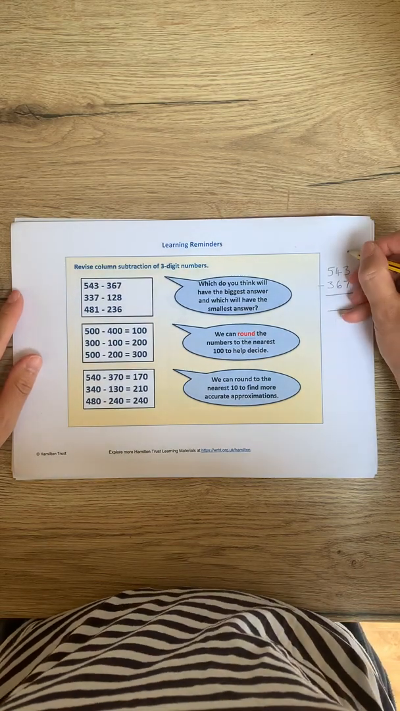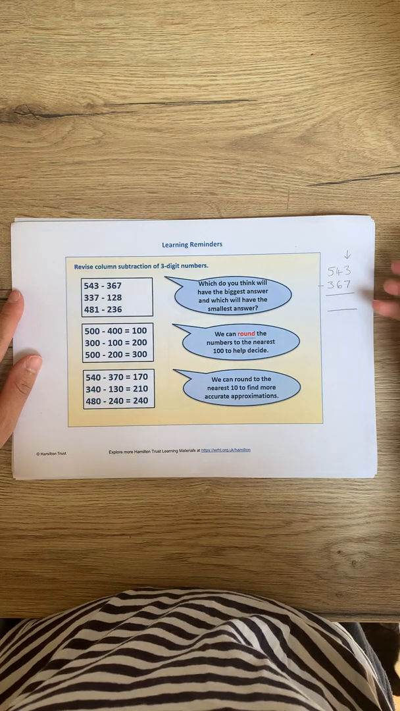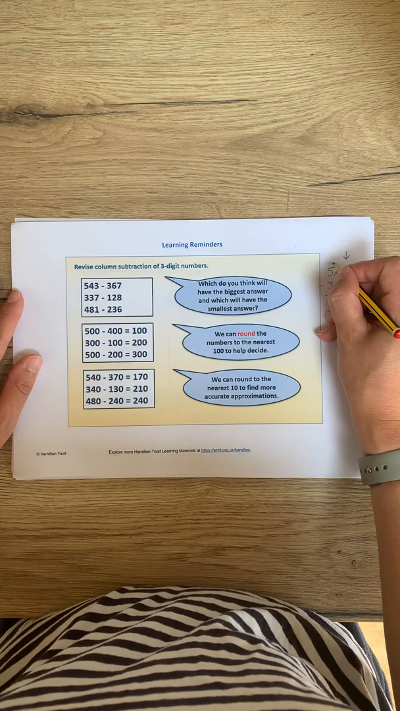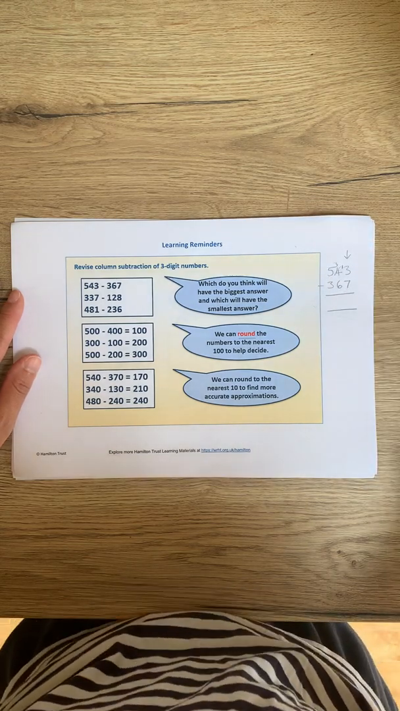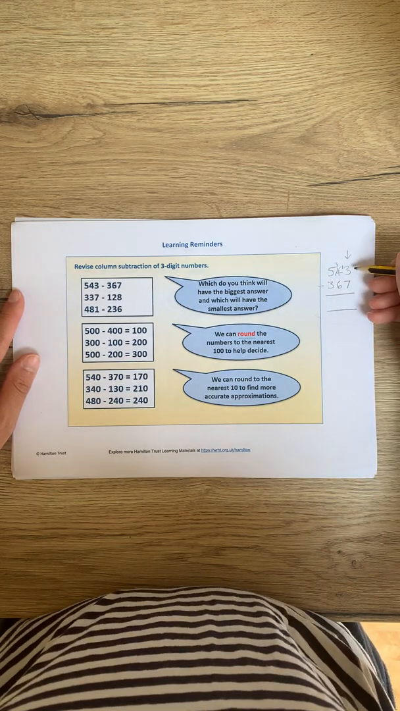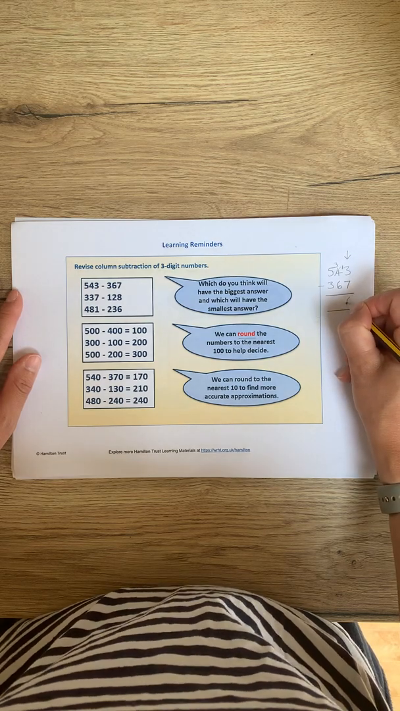So we start with our ones. We have 3 subtract 7, which we can't do. So we need to borrow from the next door neighbour. So we take from the tens, turn that into a 30, and borrow that 10, which makes our 3 into a 13, which we can now do. So 13 subtract 7 is 6.